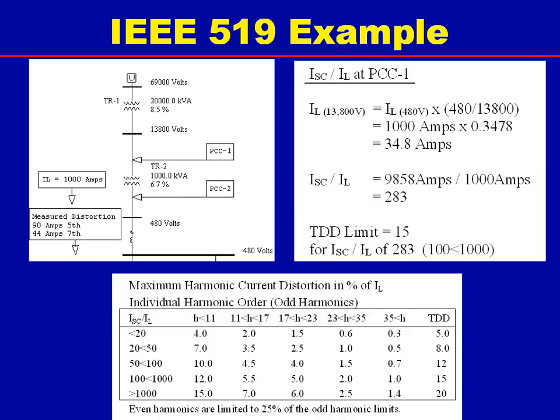The ratio of the short circuit current to the load current at PCC1 is 283. Since 283 is between 100 and 1000, the total demand distortion limit is 15. Since our total demand distortion is only 10% and the limit is 15%, our case passes the 519 total current distortion limit. It is also necessary to check the distortion at each individual harmonic order to verify compliance.